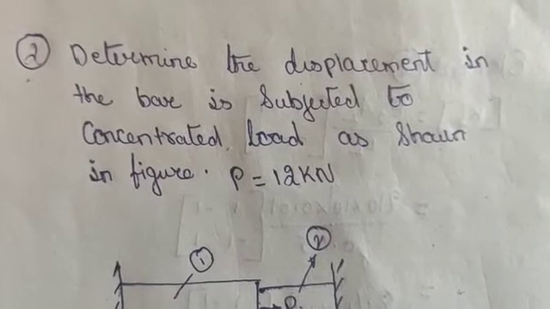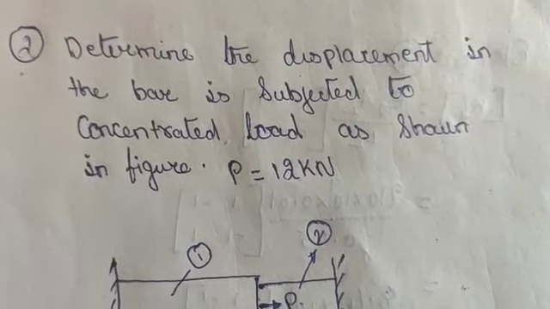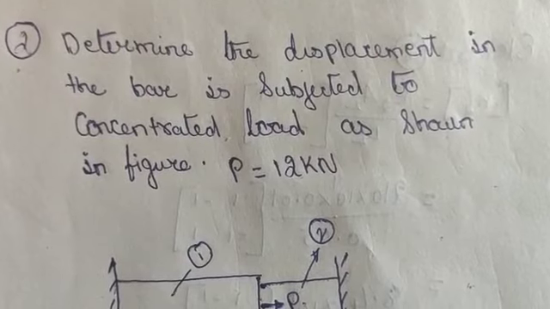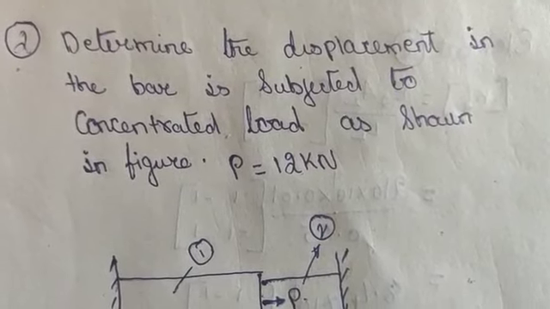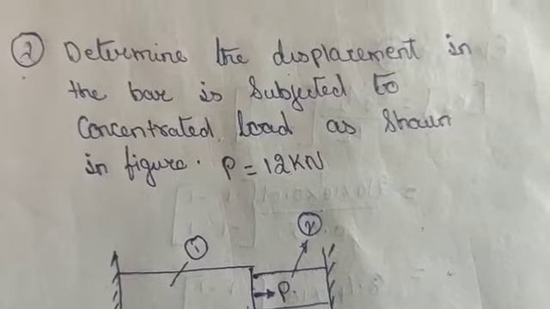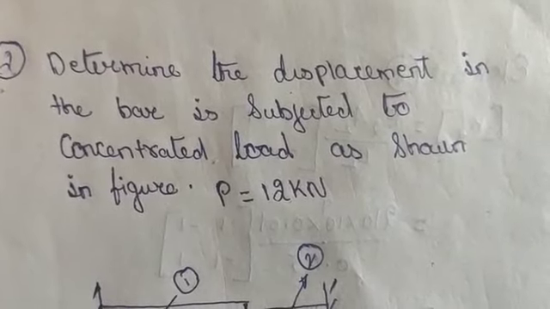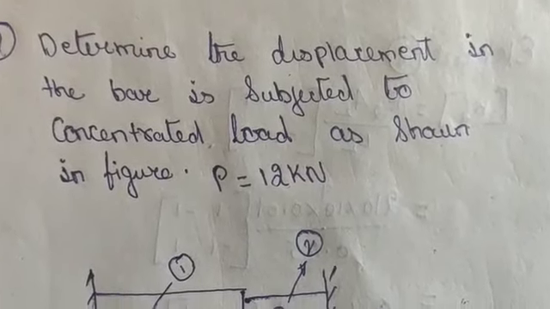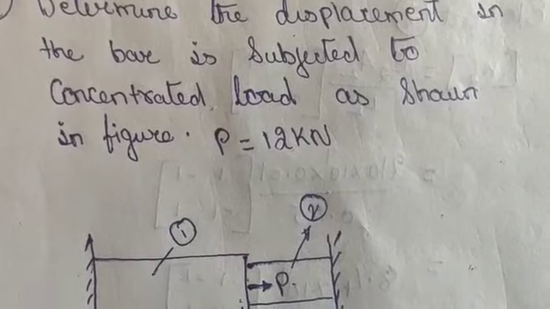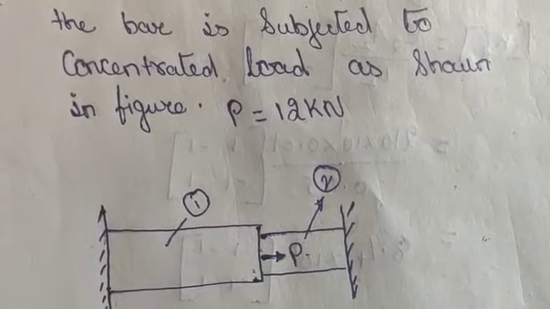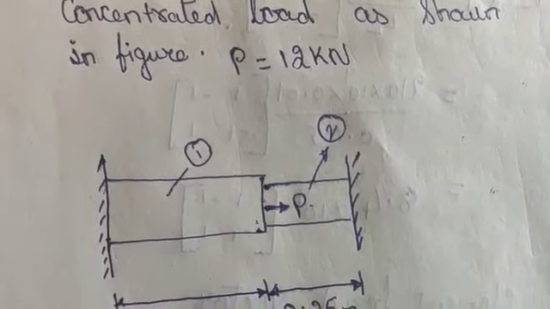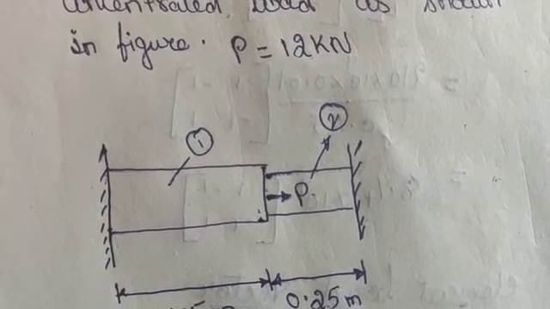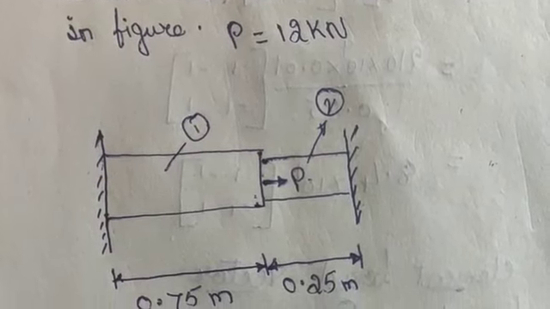Hello, this is the second problem. In this problem, we are going to solve it by the elimination method. The statement of the problem is: determine the displacement in the bar subjected to a concentrated load as shown in the figure. The concentrated load value is given as 12 kilonewton.